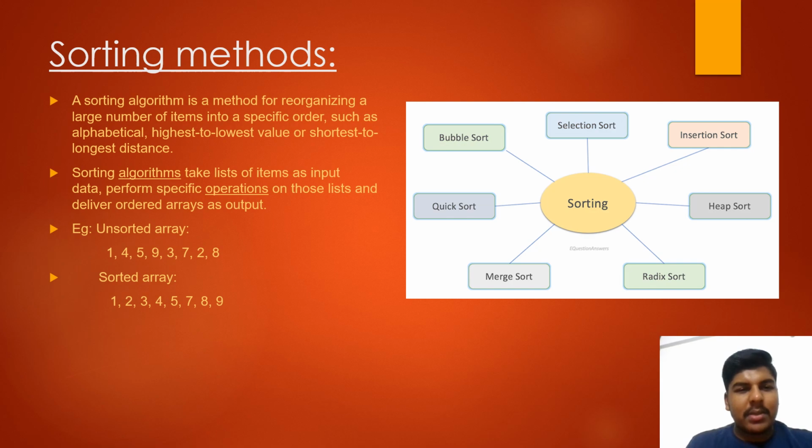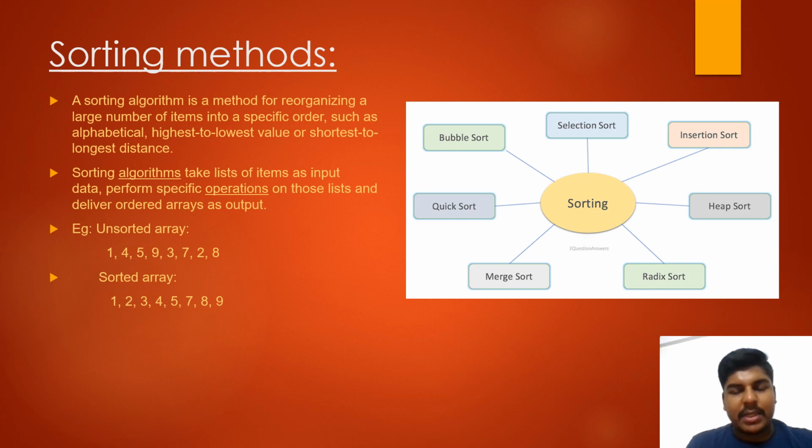A sorting algorithm is a method for reorganizing a large number of items into a specific order such as alphabetical, highest to lowest value, or shortest to longest distance. Sorting algorithms take lists of items as input data, perform specific operations on those lists, and deliver ordered arrays as output. Example: the unsorted array is given as below, 1, 4, 5, 9, 3, 7, 2, 8, and after sorting, the sorted array is 1, 2, 3, 4, 5, 7, 8, 9.